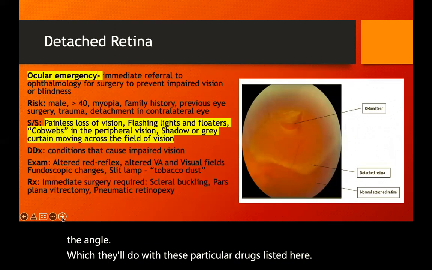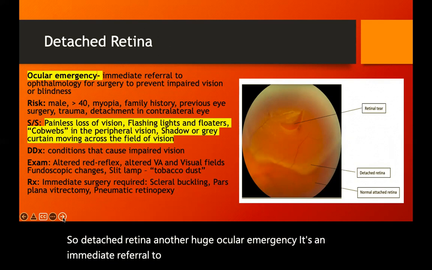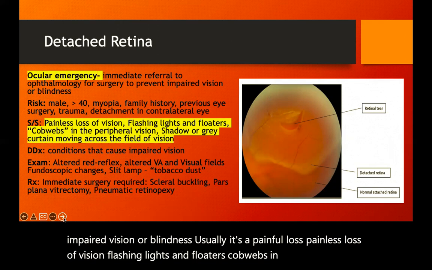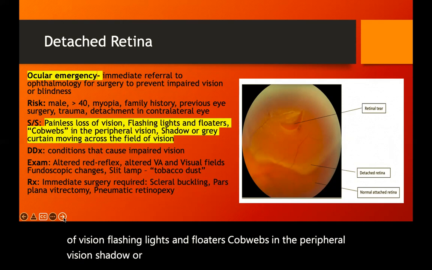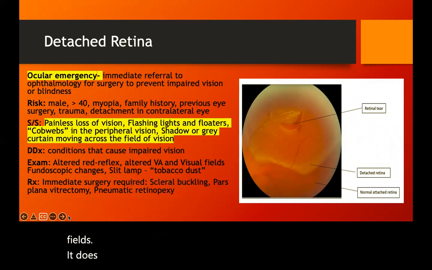Okay, so a detached retina, another huge ocular emergency. It's an immediate referral to an ophthalmologist for surgery to prevent impaired vision or blindness. Usually it's a painless loss of vision, flashing lights and floaters, cobwebs in the peripheral vision, shadow or gray curtain moving across the vision fields. It does require immediate surgery, just so you know.